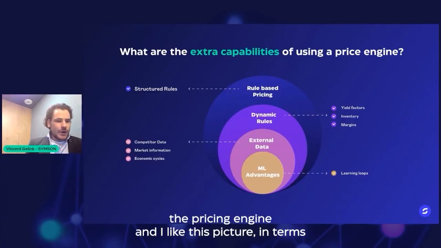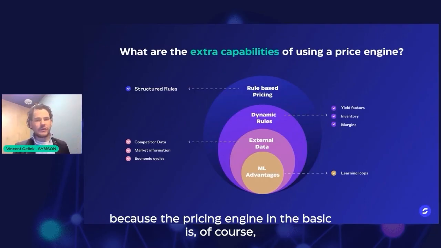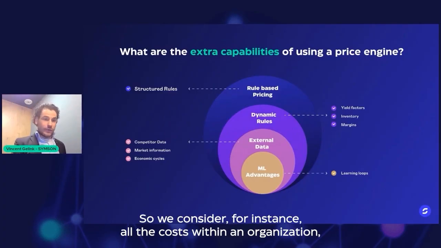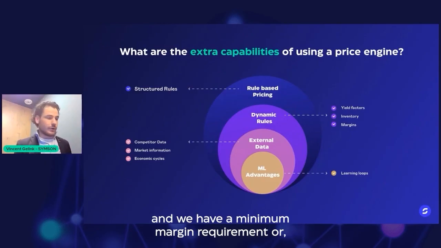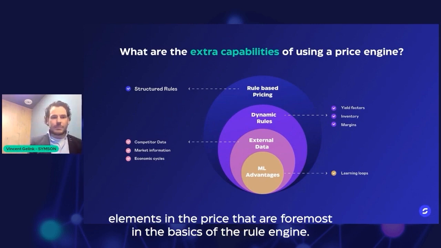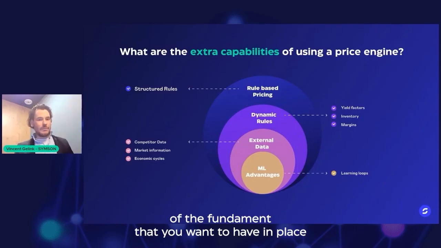Yeah, because the pricing engine, and I like this picture in terms of the onion rings, how that comes about. The pricing engine in the basic form is a rule-based pricing engine, right? So we consider, for instance, all the costs within an organization, and we have a minimum margin requirement, or we want to process some other elements in the price that are for us in the basics of the rule engine.